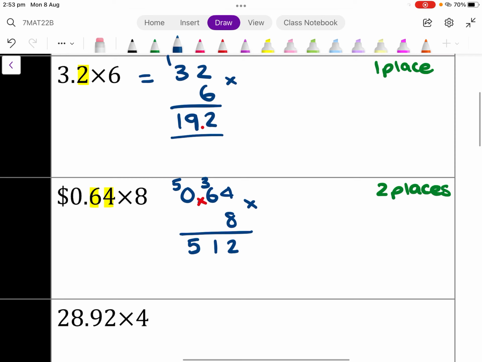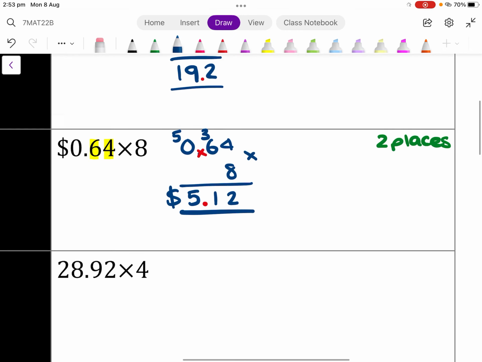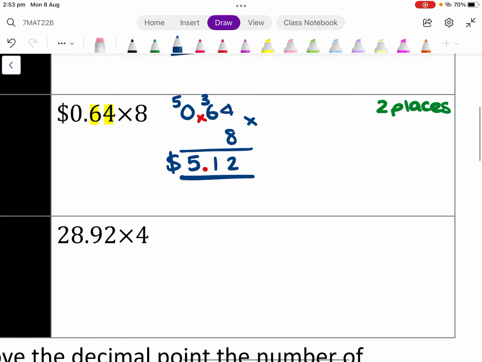We then want to put our decimal point back in, so we have two places after our decimal point, so that our answer is $5.12 or 5.12. This last You-Do question, we have 28.92 times 4. So we have our 9 and our 2, meaning that we have two places after our decimal point in our question, so 2 places after our decimal point in our answer.